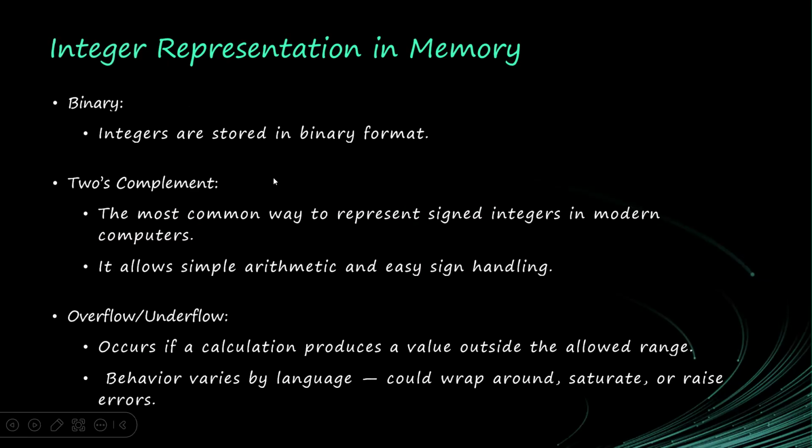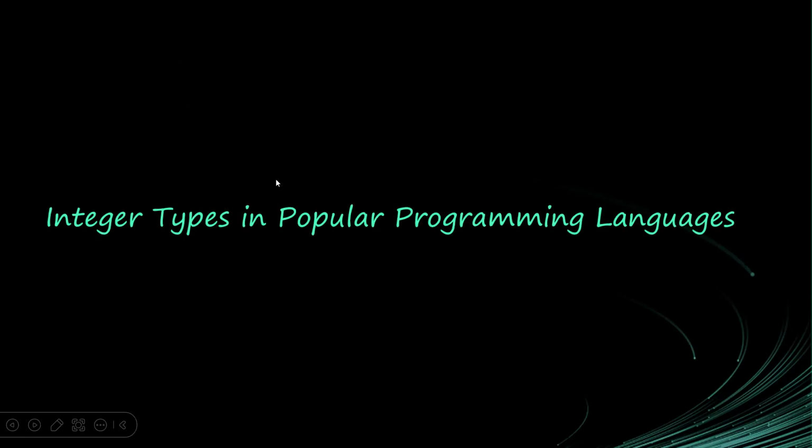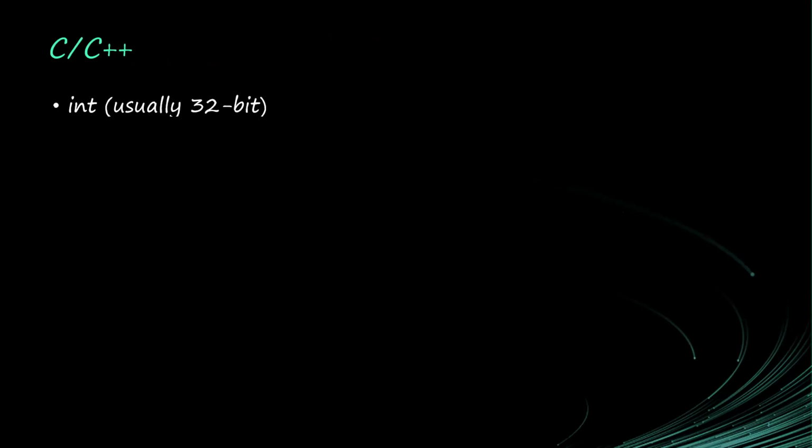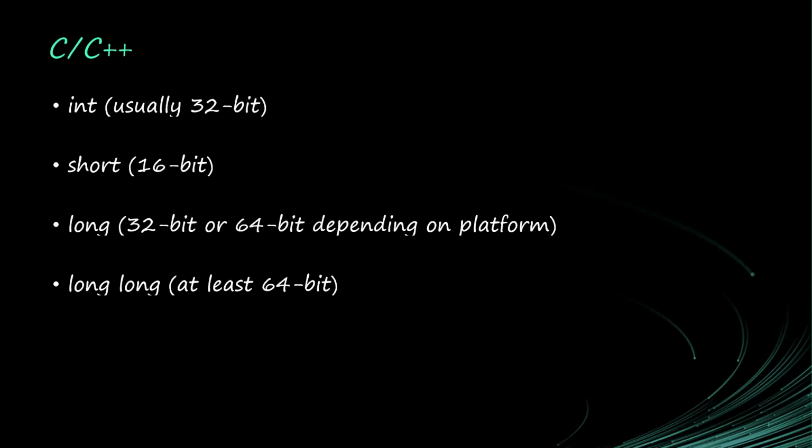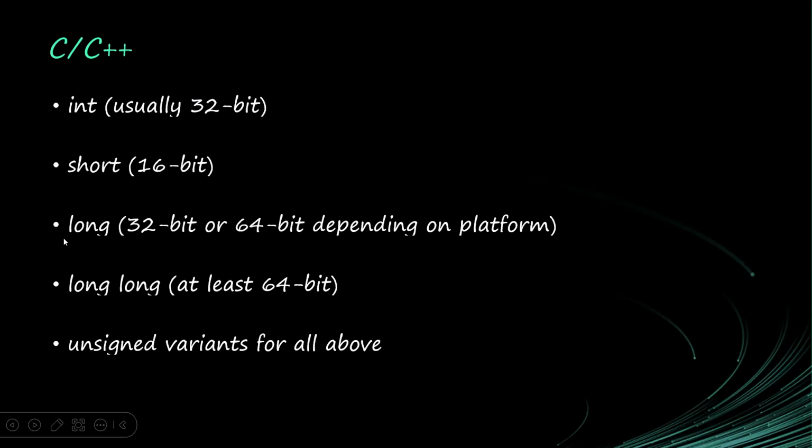So let's talk about integer data types in popular programming languages. Let's take a look at C. C has an integer data type called int, which is 32-bit. They also have short, which is 16-bit. They also have long, which is either 32 or 64, depending on the platform, and long long, which is at least 64-bit. Don't worry, when you start learning these programming languages, you're going to see these things come into play. All of these, the int, the short, the long and the long long, have both signed and unsigned variants.